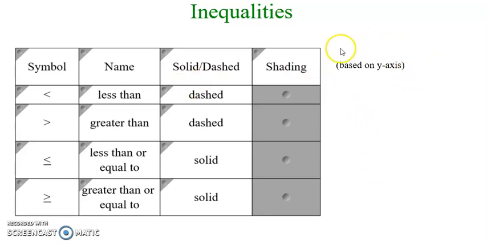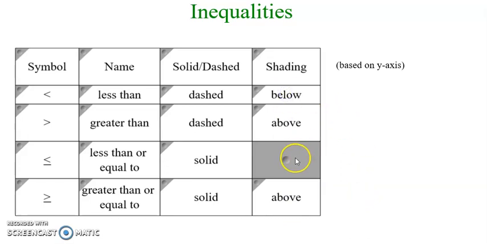And now when we think about shading based on our y-axis here, our y values going up or increasing, that are larger, they're going to be up above, right? Because the positive direction on our y-axis is going up. So if something is greater than, we shade above, okay? And then if something is less than, we shade below that line.